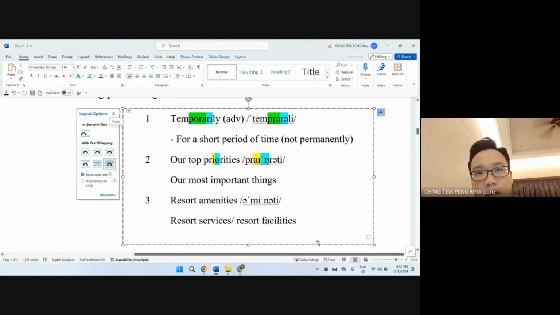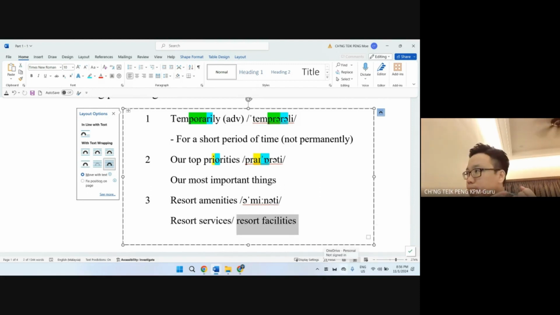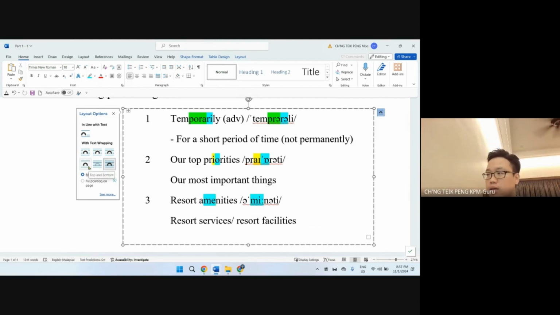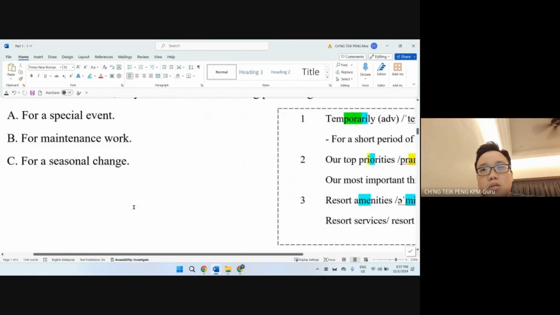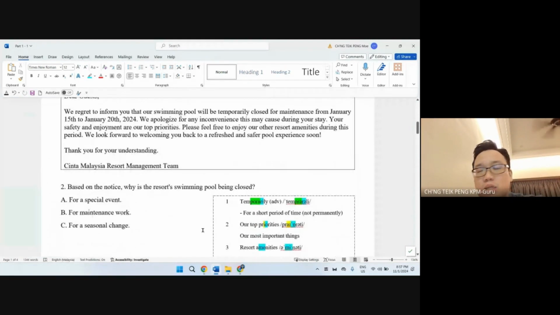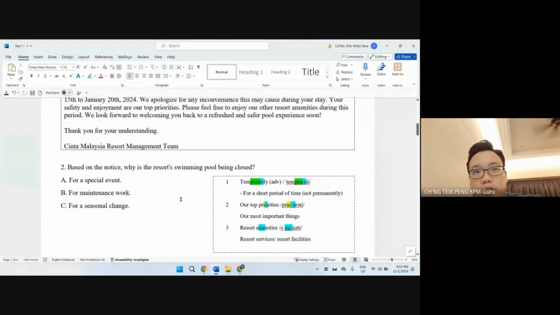And the last one is resort amenities. It means resort services, resort facilities like the gym, the bar, the restaurant. So those are resort amenities. Just focus on the ME here. The ME is pronounced as E, me, like you and me. Understand? Resort amenities. So focus on the pronunciation first. Now I need you to put your answer in the chat box. What is your answer to question number 2?